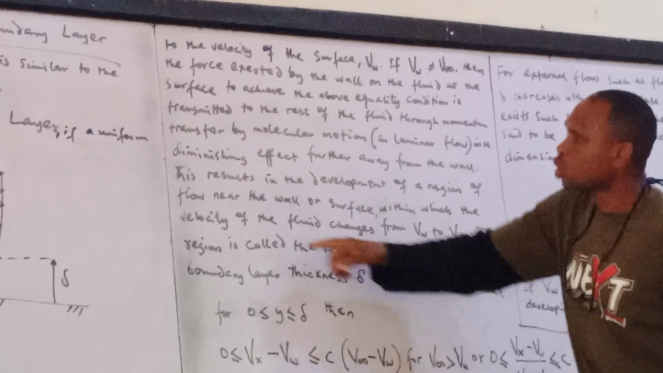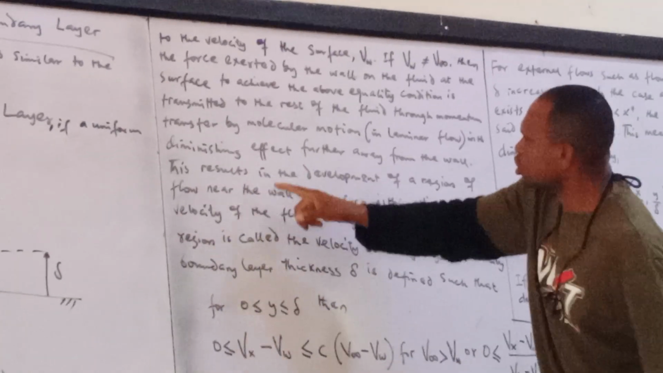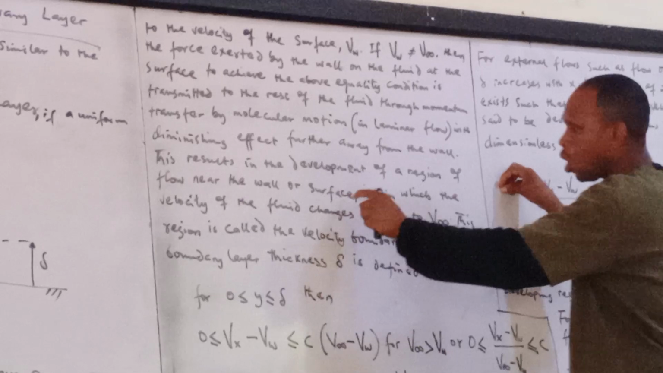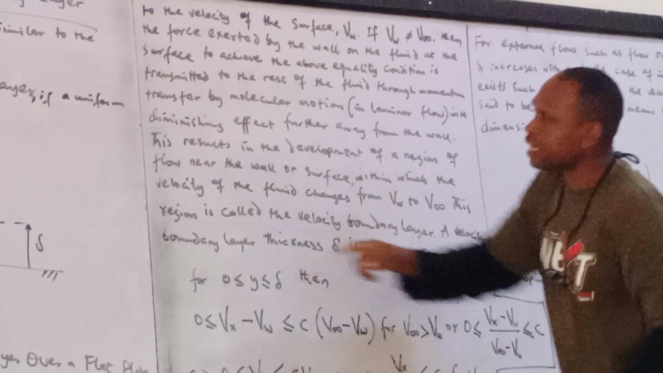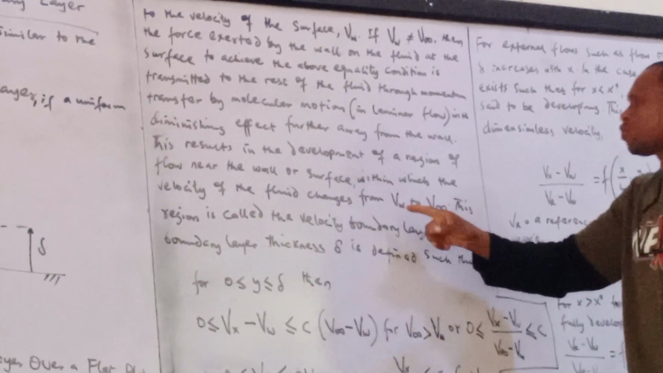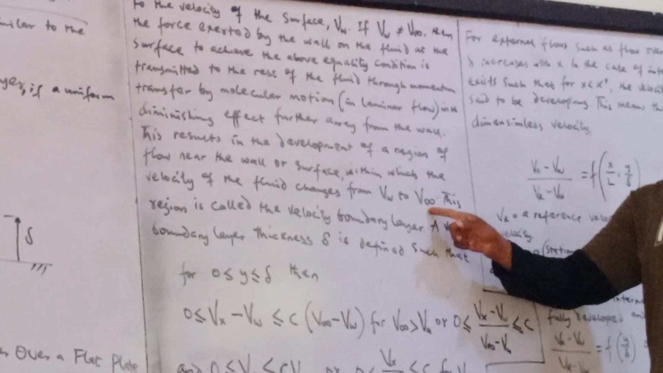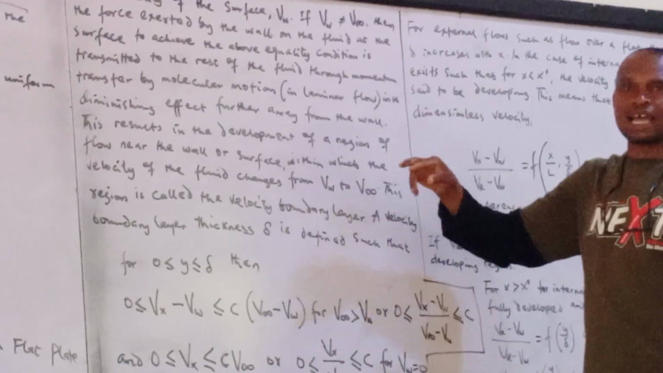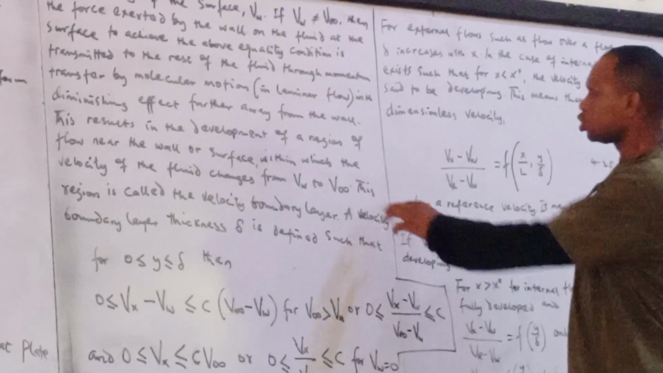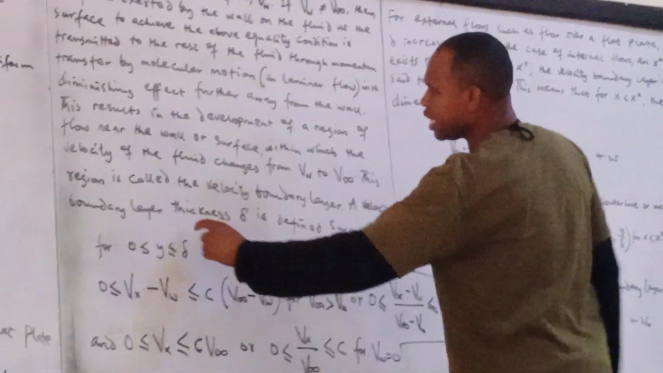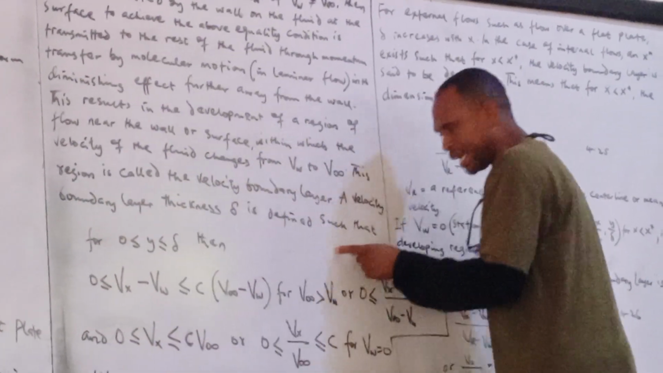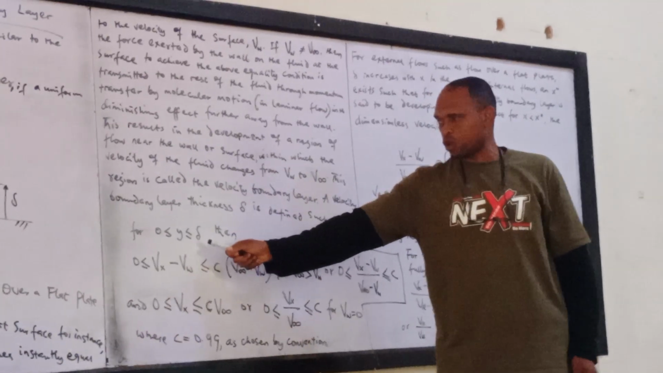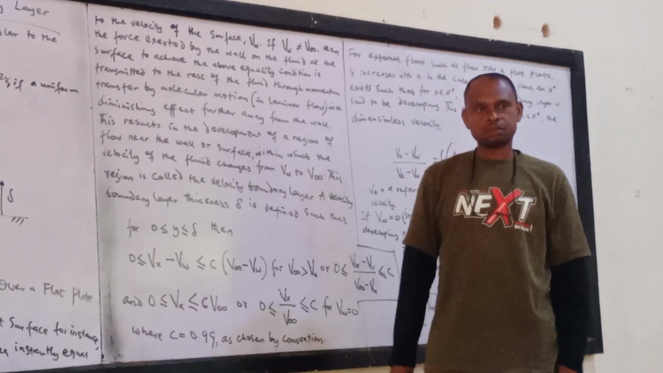Okay? So this results in the development of a region of the flow near the wall or surface, within which the velocity of the fluid changes from V wall to V stream, or V incident flow. And what we call that velocity is what? Vx. So this boundary layer thickness is defined such that for 0 less than or equal to y less than or equal to delta, then this happens.